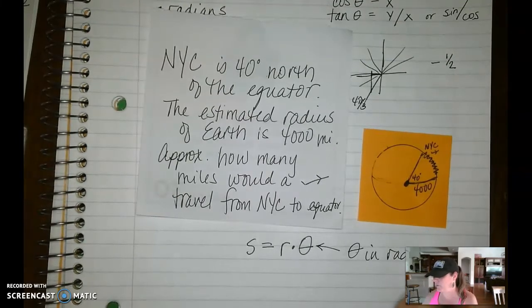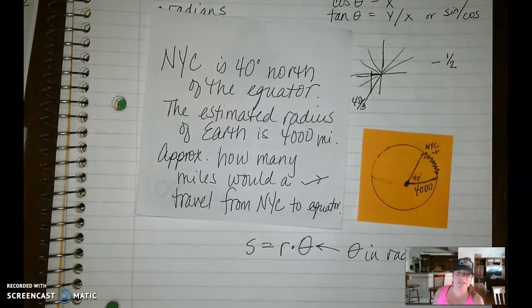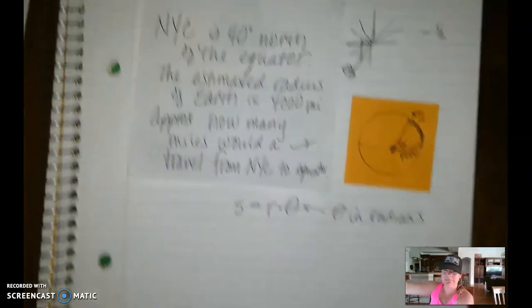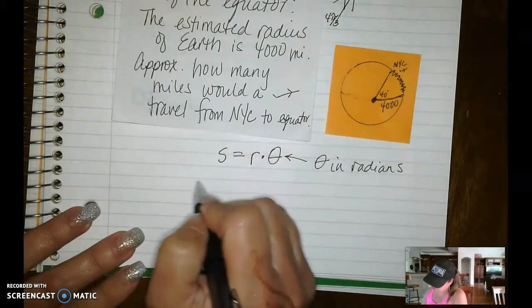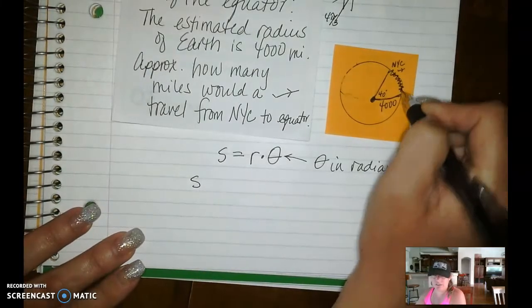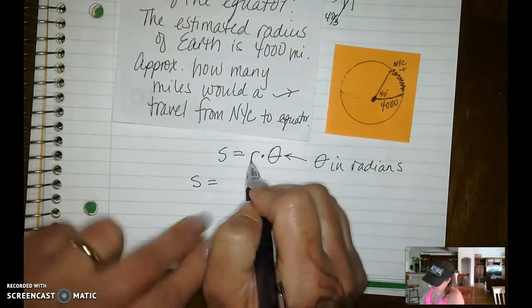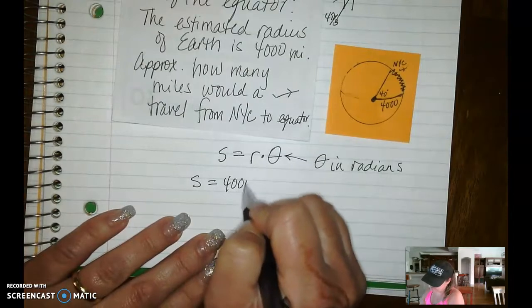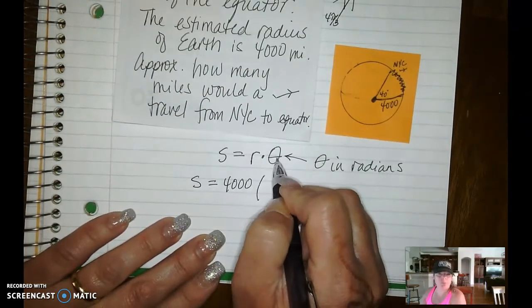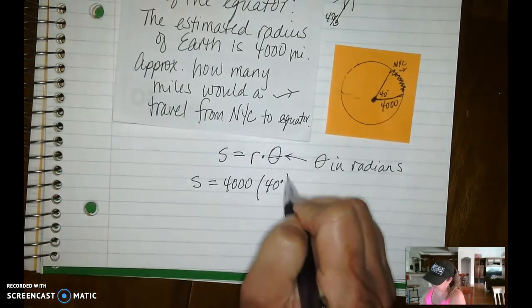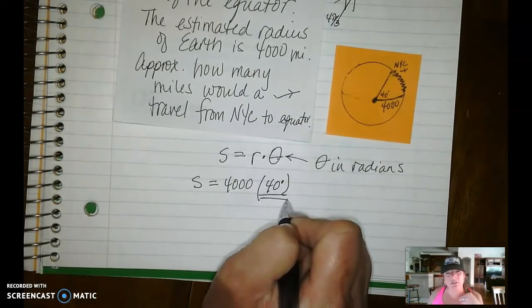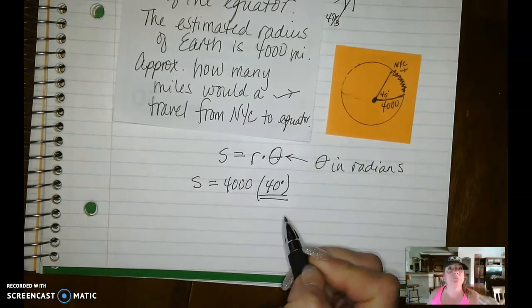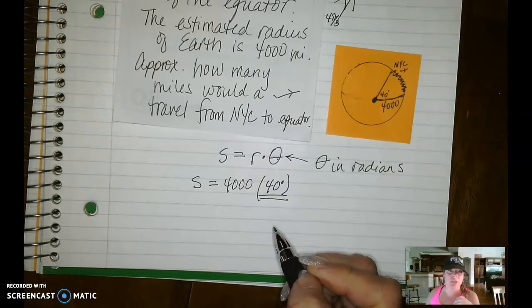So in order for this formula to work, that angle has to be in radians, okay? All right, so let's go ahead and do this. If I want to find this distance over here, I'm going to take my radius, which is 4,000 miles, and multiply it by my opening, which is 40 degrees, but it's got to be in radians. The other thing that section 10.3 is some practice at is being able to convert.